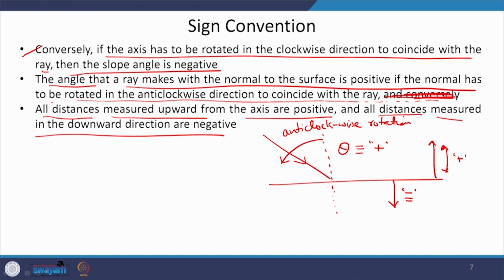Make a point that here the rotation is in anti-clockwise direction, therefore the angle is positive. If it would be in clockwise direction, the angle would be negative.